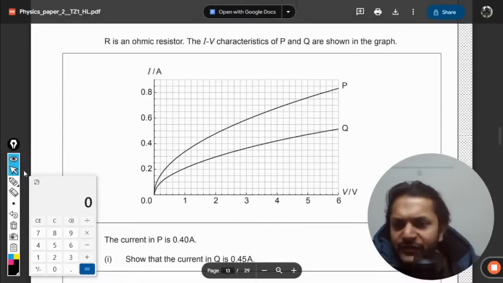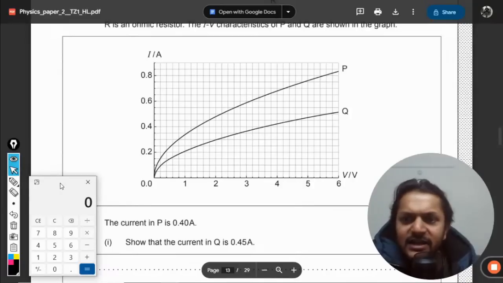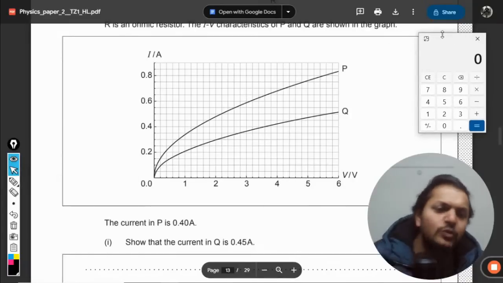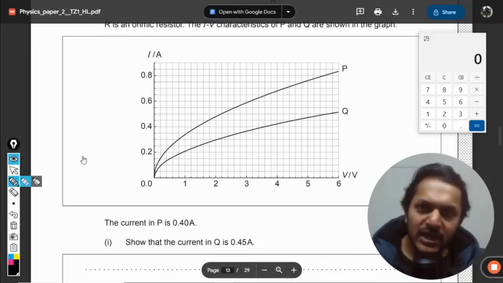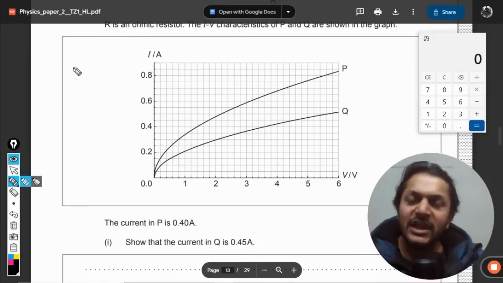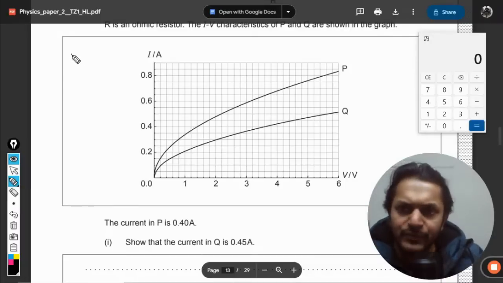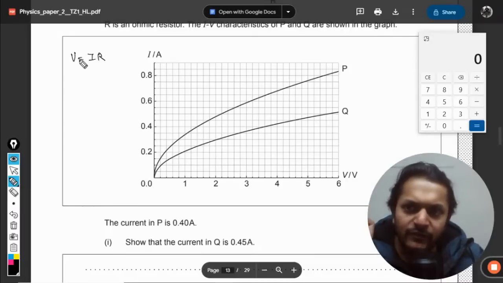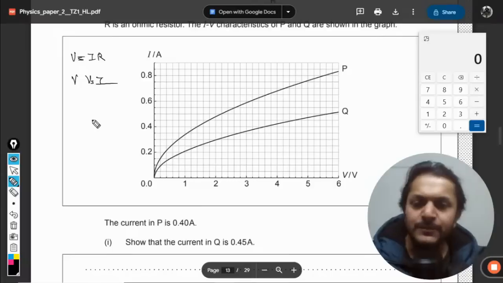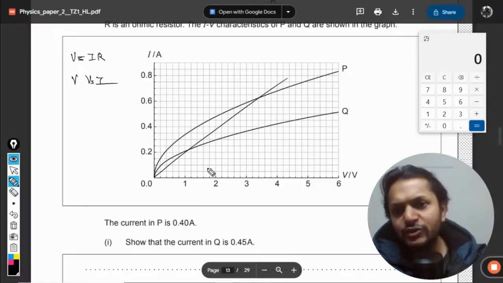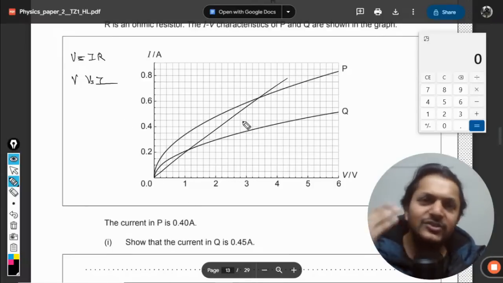Okay, so the graph is given here, and you can clearly see that these are non-ohmic. Let me explain what an ohmic resistance and a non-ohmic resistance are. Ohmic resistance is the resistance that follows Ohm's law. What is Ohm's law? V is equal to IR, which clearly means that the graph between V and I will be a straight line passing through the origin. So it has to be like this. If it is not this, it is non-ohmic.